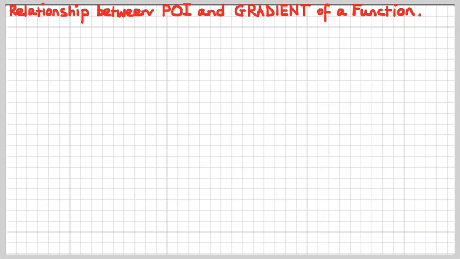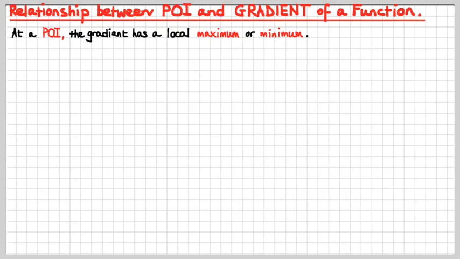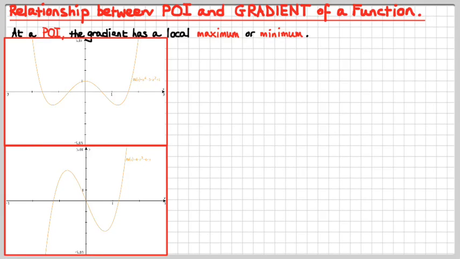The relationship between the POI and the gradient of a function. Very interesting. Let's have a look at this. At the POI, the gradient has a local maximum or a minimum. The gradient itself has a local maximum or minimum. So this is very interesting. Now have a look at that. You've got a quartic, and a cubic, which is the gradient function there. So we've got the quartic function, the cubic gradient function there.